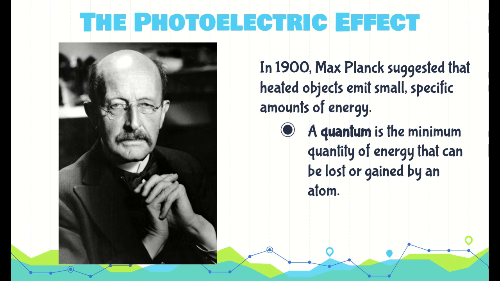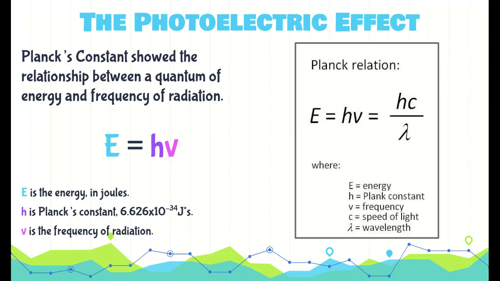A quantum is just like a unit, basically, that we're going to be using. It's a term that can be used to describe how much energy is lost or gained. So a quantum is the minimum amount of energy that can be lost or gained by an atom. Planck also used this information and created his own constant that would fit into this formula.